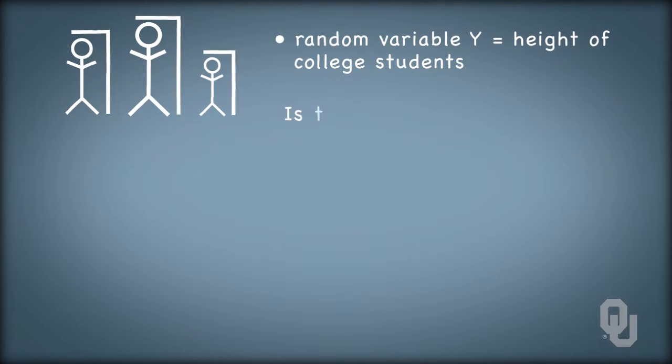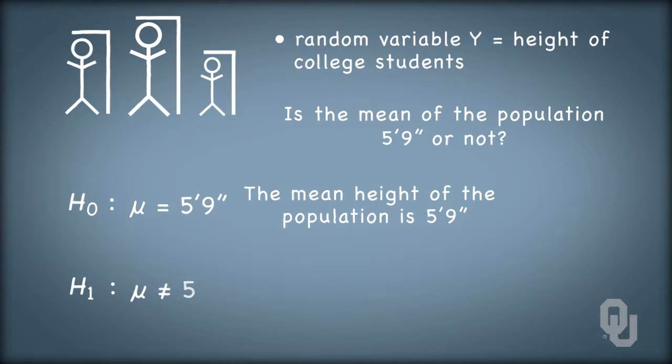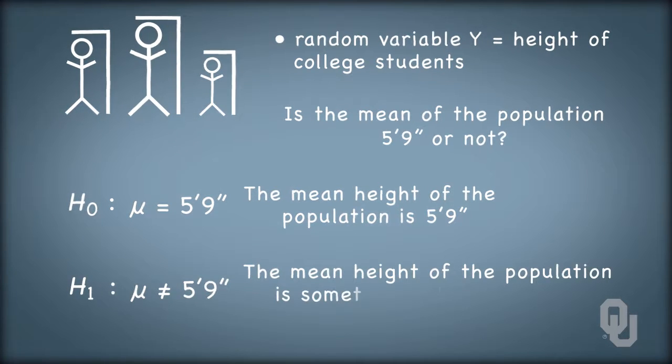Say that we want to know whether the mean of the population is 5'9" or not. That is, based on our sample, can we conclude that mu is something different than 5'9"? Our null hypothesis is that the population mean mu equals 5'9". We'll assume that the null is true unless evidence from our sample tells us otherwise. Let's go back to the two kinds of errors that could occur and discuss them in a statistical context.